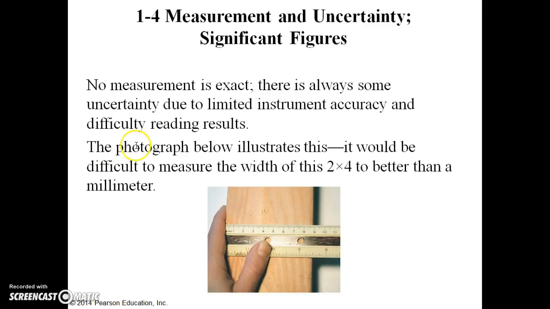This statement is important to remember: no measurement is exact, no matter how precise the instrument is. The image below shows that you cannot measure better than 1 millimeter with the ruler. There will always be some uncertainty.